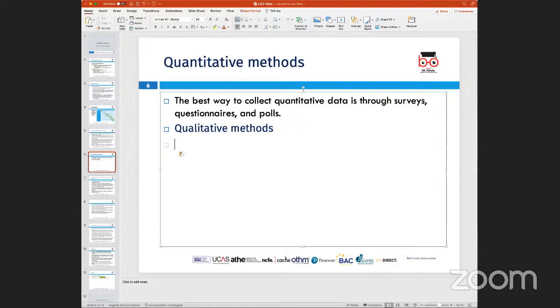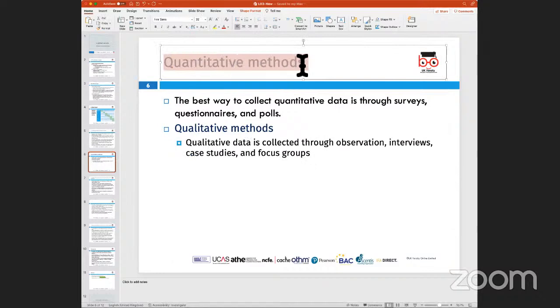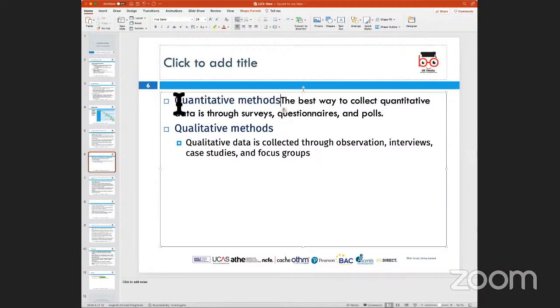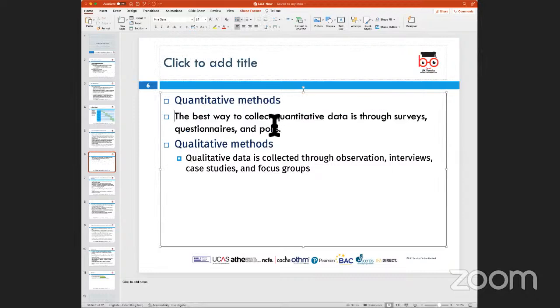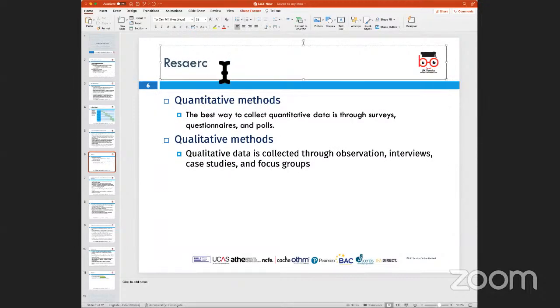So in this case, the qualitative methods use data like observations, interviews, case studies, and focus groups to be able to collect data. So that would be the essential difference when we talk about research techniques, and they tend to be of two types, either quantitative or qualitative.